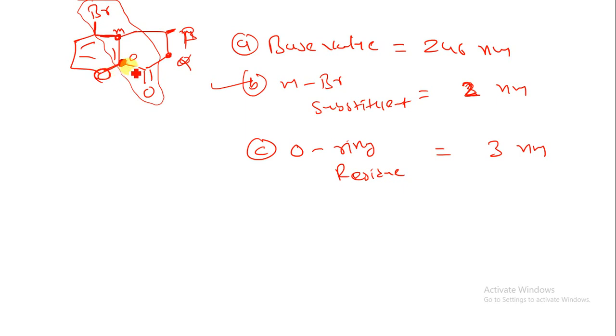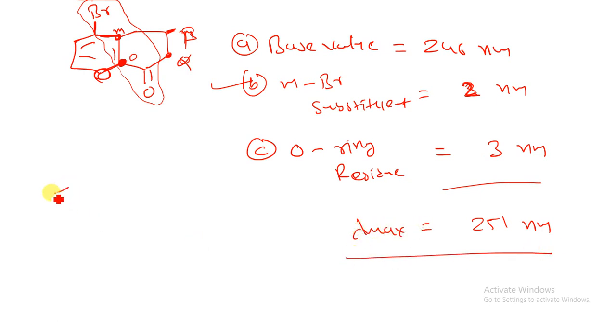Why do we have to consider this as a ring residue? Because there is a ring present over here, so it can be considered as a ring residue. So we are having ortho ring residue, so we have to add 3 nanometer. By this, 2 plus 3 is 5, 5 plus 246, so there will be 251 nanometer. This is my answer. Do not confuse over here.